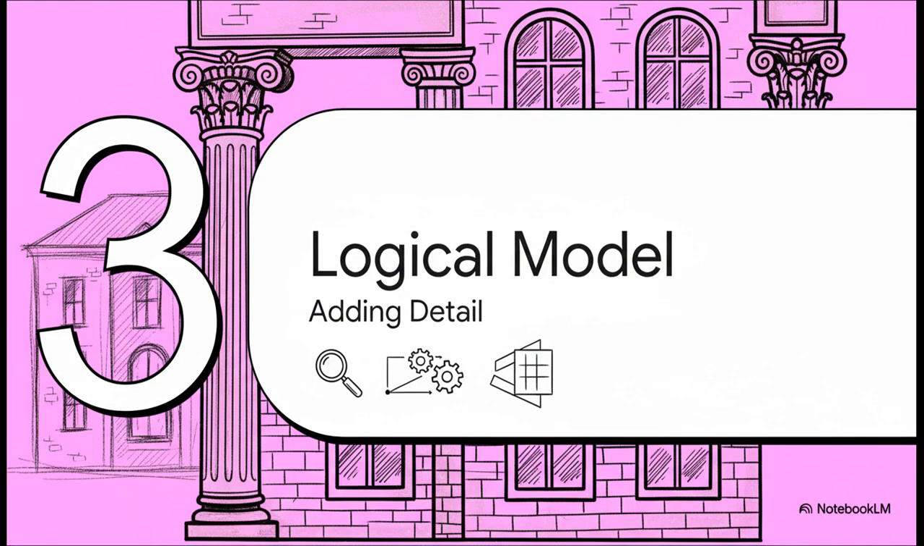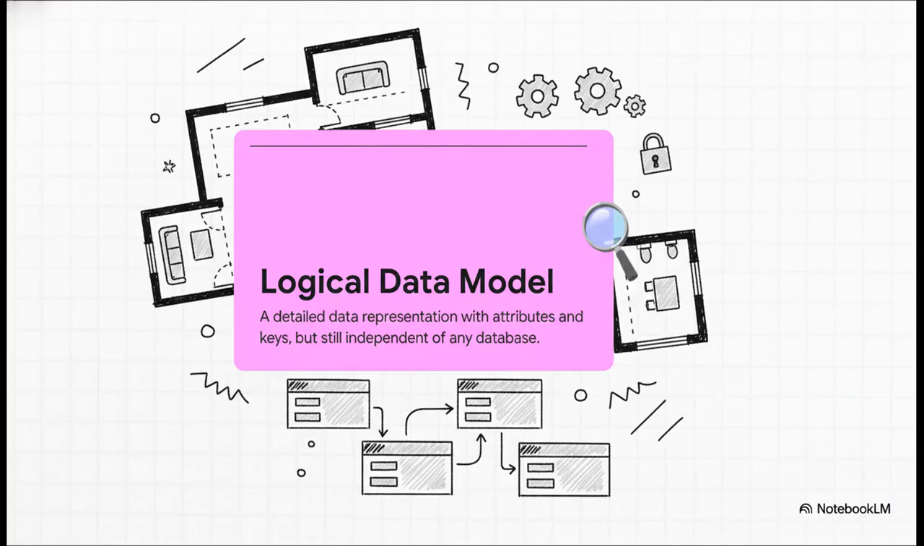Okay, so we've got our rough sketch. Now it's time to start adding some real architectural detail. This is where we enter the logical phase, and honestly, this is where it starts to get really interesting. We're moving from what we're building to how it's all going to fit together. So if the conceptual model was the architect's napkin sketch, the logical model is the detailed floor plan.